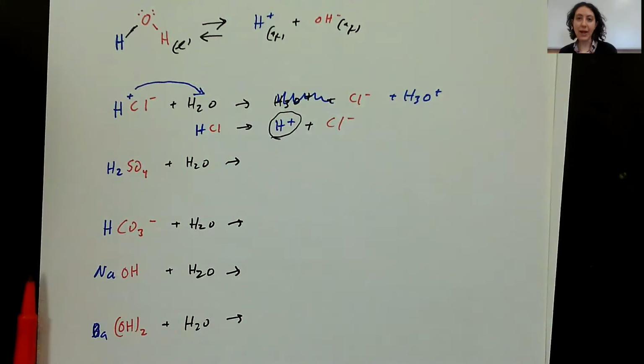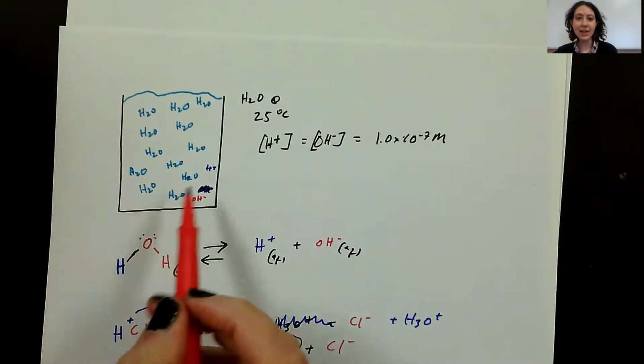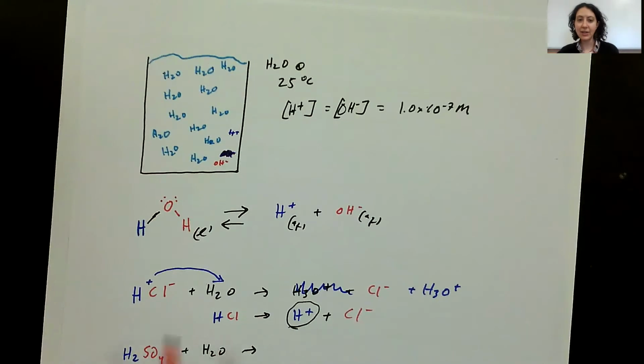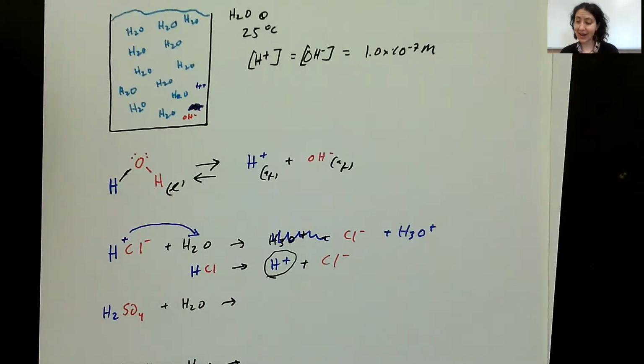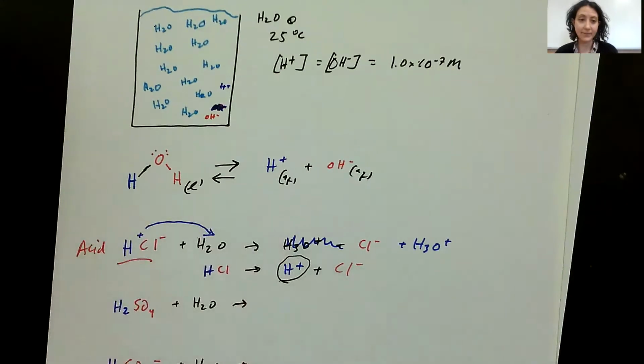So if we were to go back to our example of water, the water itself is creating a small amount of H plus because it dissociates a little bit. But if we add HCl, the hydrogen from the hydrogen chloride is adding a lot more. So we're going to end up with a much higher concentration of hydrogen ions. So this is an acid. HCl is definitely an acid.